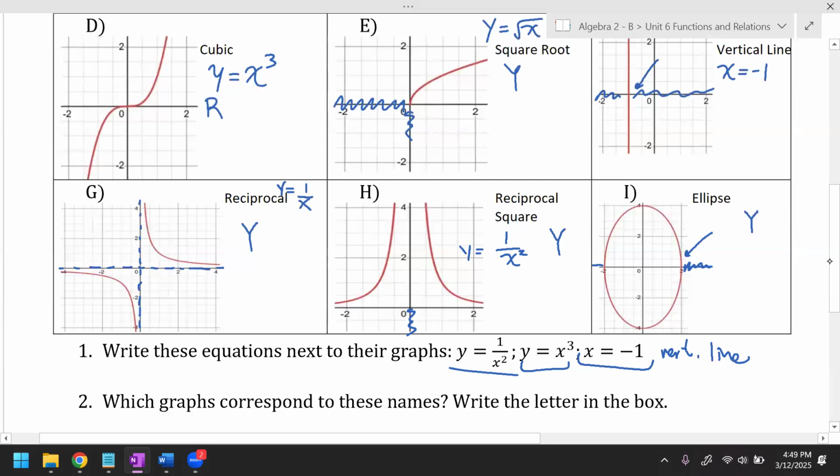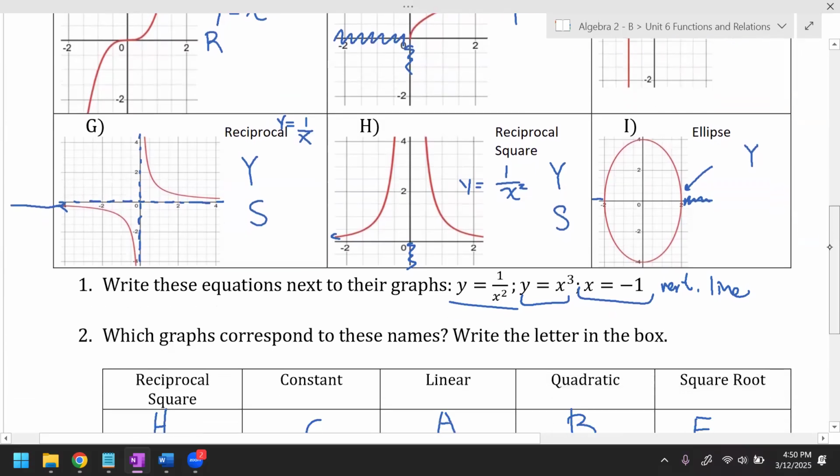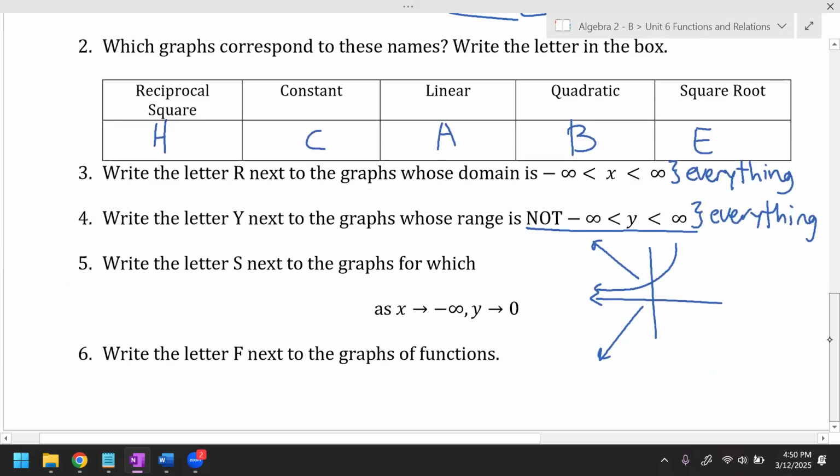However, the graph of G does. As this graph continues off onto the left forever, it does actually flatten out towards 0. Here we'll put a letter S. Similarly, the reciprocal square graph also approaches 0 as we move off to the left. And finally, the ellipse doesn't even go to the left. So we're not going to put an S there.